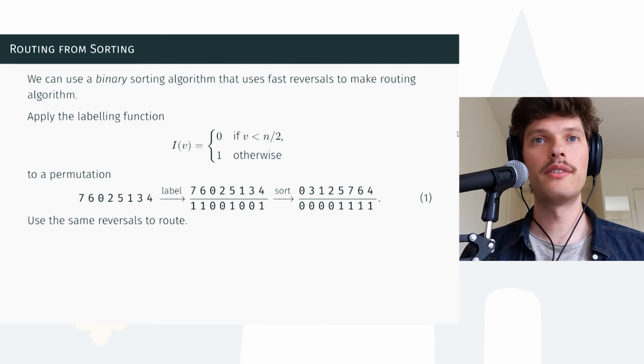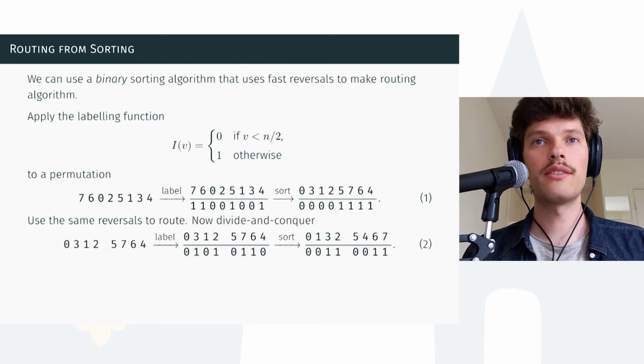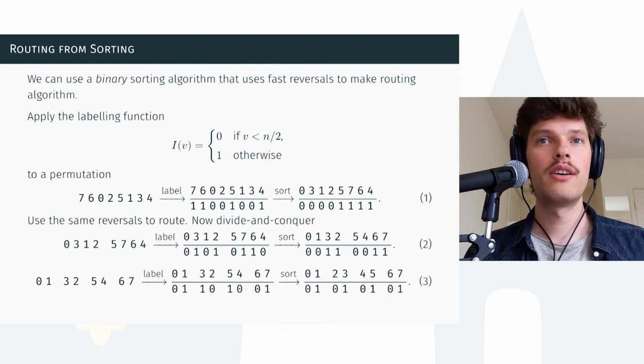So very straightforwardly, we can now apply a divide and conquer strategy, since this very nicely splits our chain into 2 parts that need to be routed separately. So if we look at the left and right side separately and apply the same strategy recursively, we get the following result. And now if we apply this once more, we get our routed permutation.